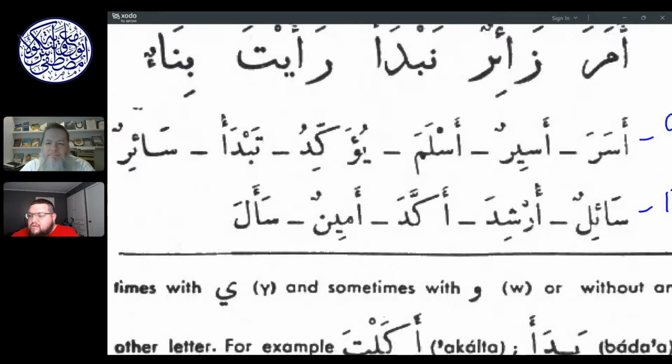Asirun. Make it long because of the ya. Asirun, no problem. Aslama. Aslama means he accepted, or he accepted Islam. Aslama, he accepted Islam. He submitted, right?